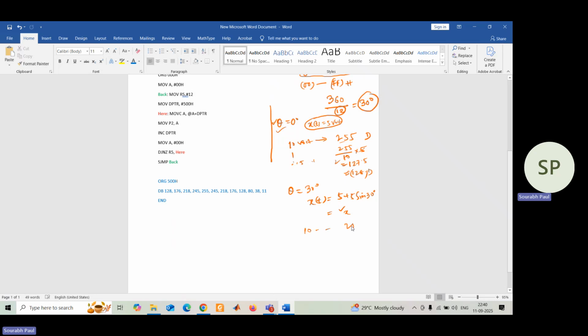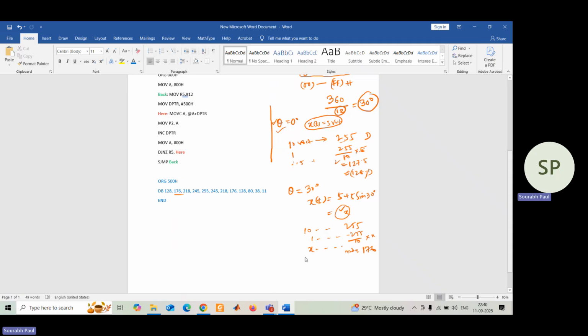10 volt is equal to 255 in decimal, so 1 volt is equal to 255 by 10. Similarly, x volt is equal to 255 into 10 divided by x, and take its rounded value. That value will come around 176. I already calculated all these values and I have written them here.